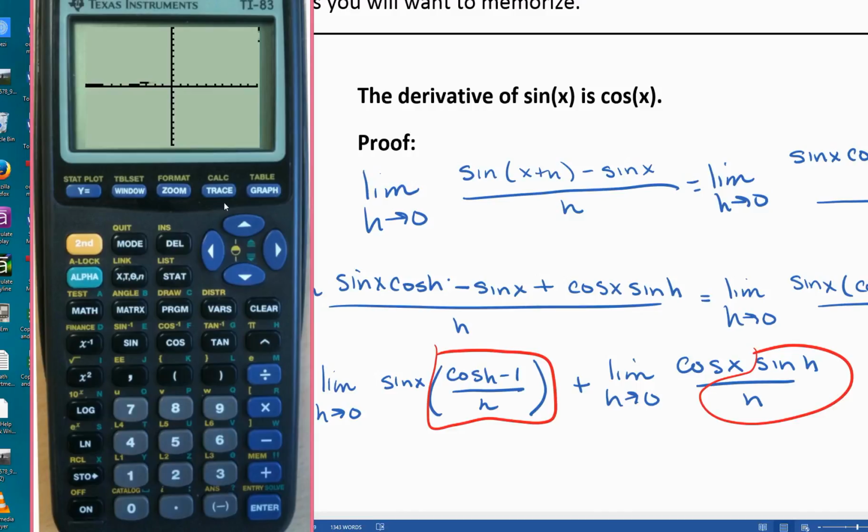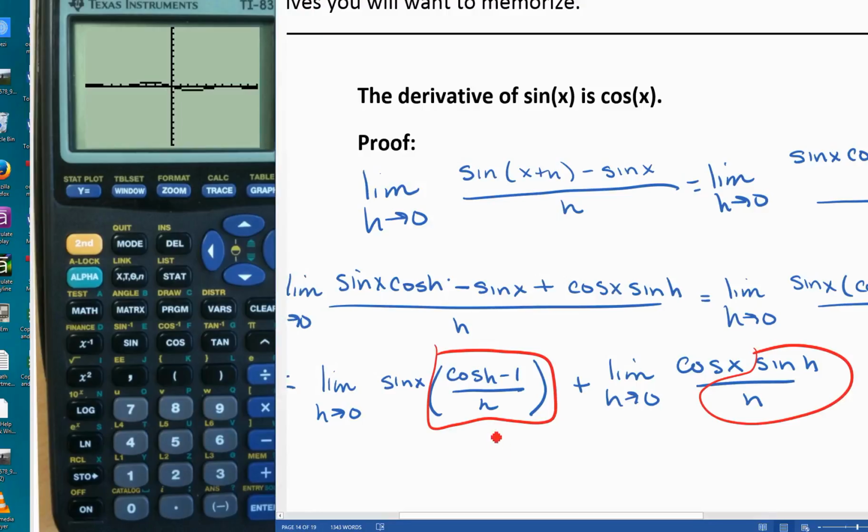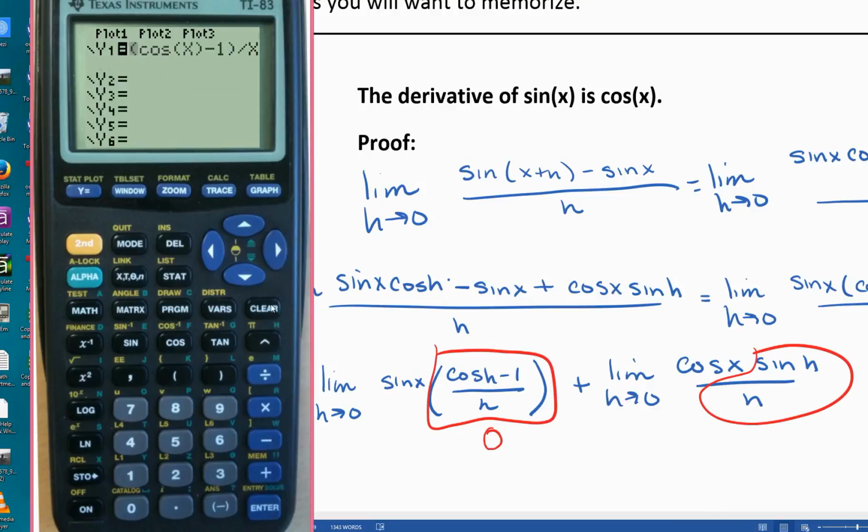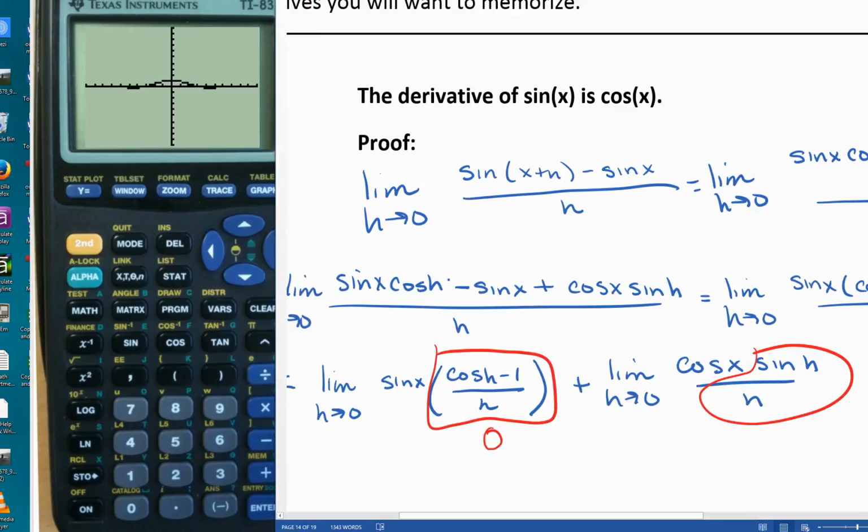Okay, so if we look at this graph, we can see as we go to 0, the y value, the limit there is 0. So this one right here, the limit's 0. So limit of sine of x times 0, we just get 0. Now we want to look at sine of x over x for that second red piece. And if we look there as the limit goes to 0, you'll actually see the limit is up at 1. So this is equal to 1. So it's equal to cosine of x times 1. So our final limit, our derivative, is equal to cosine of x.